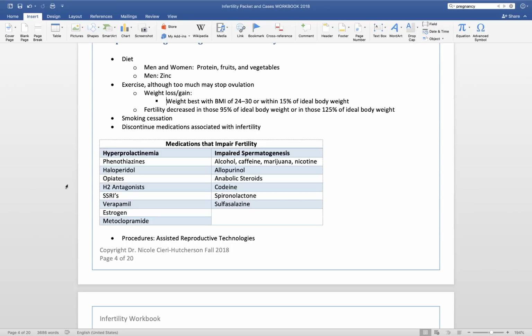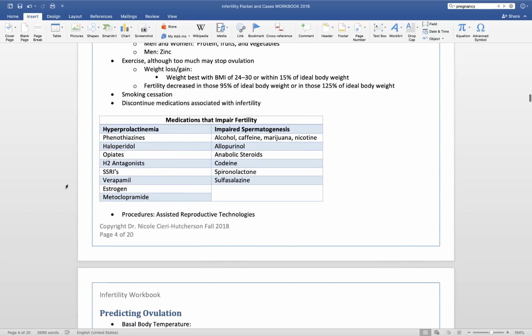And then we can also review a patient's profile to see if there are any medications associated with infertility. Some things can be stopped or switched to alternate agents, and some things might not be able to be. I've listed all of those there, so if you're given a patient profile, you would want to make sure that you review it for any medications that can impair fertility, either due to increases in prolactin that can inhibit fertility or impaired spermatogenesis, specifically in male patients.